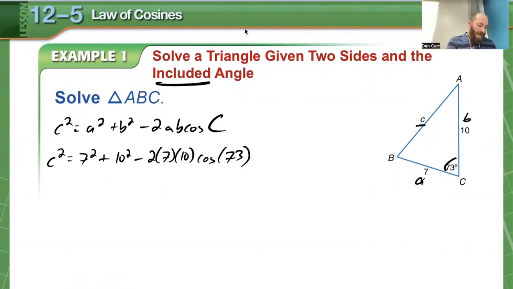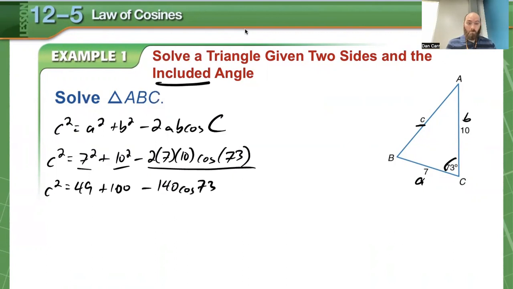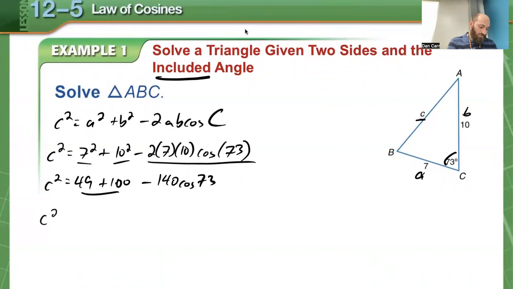I like to simplify certain things together because I don't want to get anything confused. What I mean by that is take care of the exponents first, then this will all be taken care of by itself. So 7 squared is 49, 10 squared is 100, and then 2 times 7 times 10 is going to be a negative 140 times the cosine of 73. These two can go together: I have 149, and then I'm just going to plug in negative 140 times the cosine of 73.